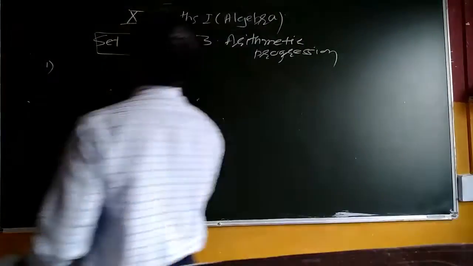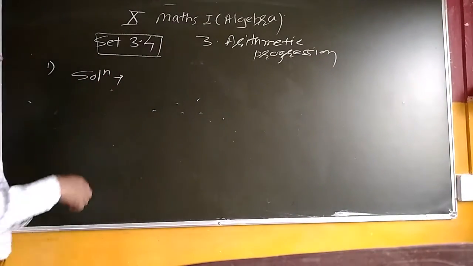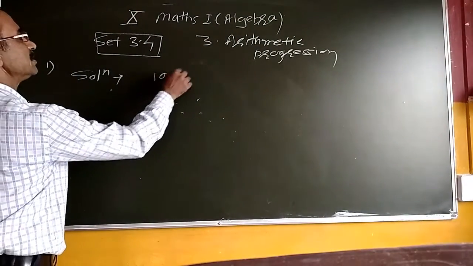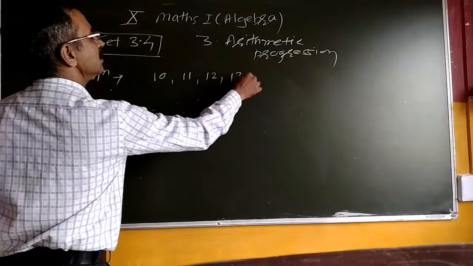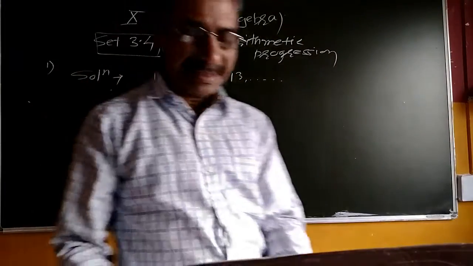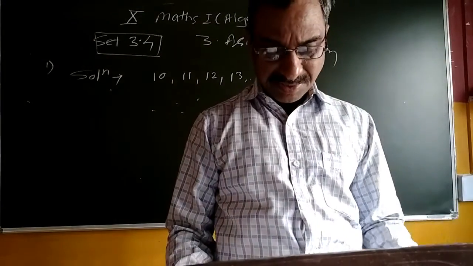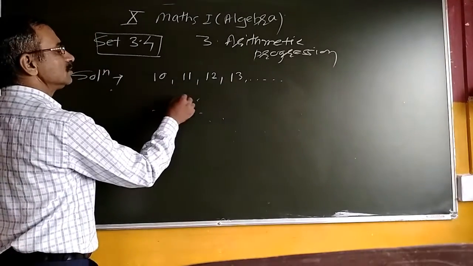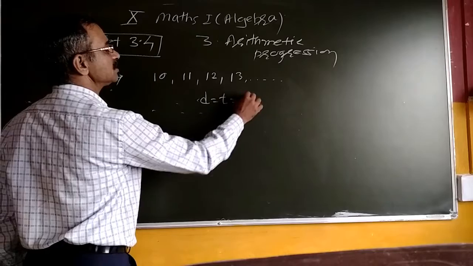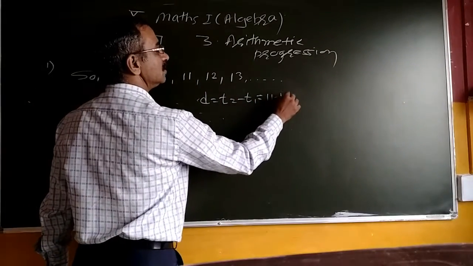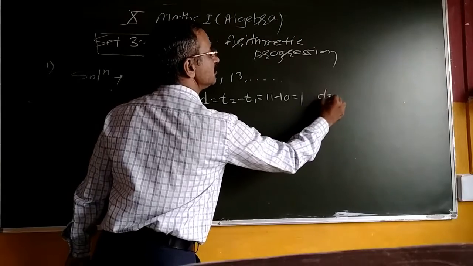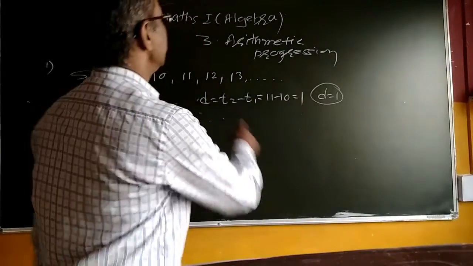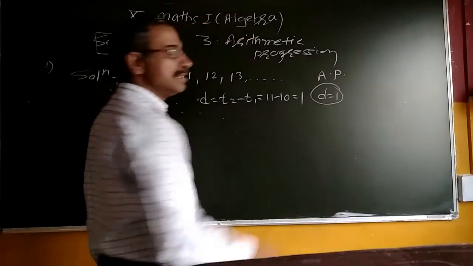Sanika saves. Solution started. I will write the direct solution. Sanika started saving. On the first day, she saved 10 rupees. On the second day, 11, on the third day, 12, so she is saving by increasing 1 rupee. Means the difference between them is a constant. The difference between two consecutive terms is constant. So d is equal to t2 minus t1, that is 11 minus 10, 1. So we get the value of d is equal to 1. Because the difference is the same, the given sequence is an AP.